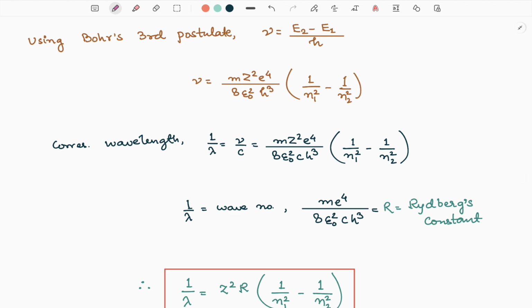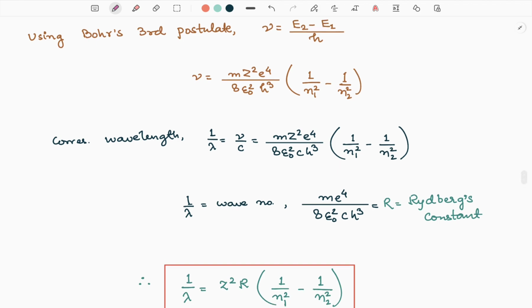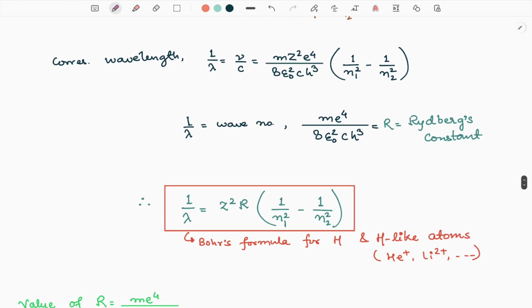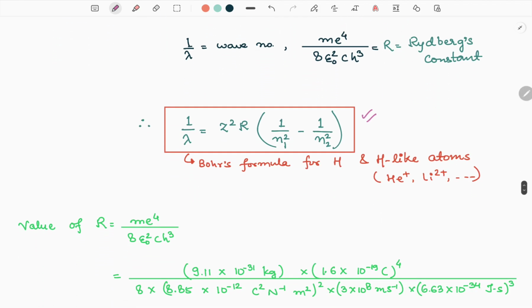So 1 by lambda, keep in mind, is known as wave number, and for the Rydberg constant we will use this expression: m e to the power 4 upon 8 epsilon naught square c h cube. Epsilon naught here is the permittivity of free space. Its value is 8.85 into 10 to the power minus 12. So finally, Bohr's formula for hydrogen and hydrogen-like atoms becomes 1 by lambda is equal to Z square R in bracket 1 by n1 square minus 1 by n2 square.